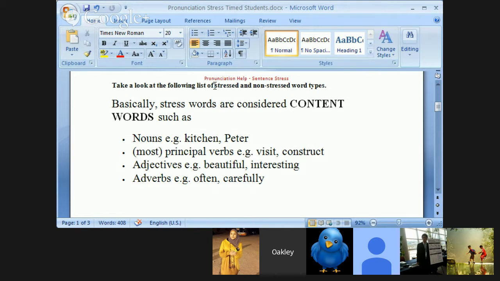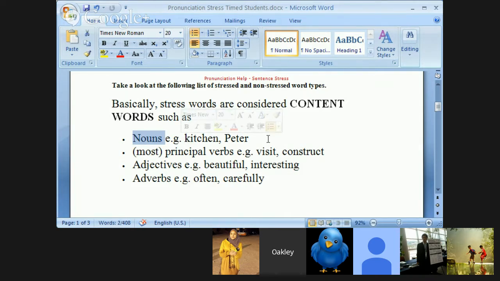All right, just in the same way that we break down syllables in a word, unstressed syllables and stressed syllables, same thing. Banana, the middle na is a stressed syllable. Okay, in the same way when we put together words, we have stressed words, which are content words. Content words are words with a definite meaning. Okay, content words are words such as, for example, nouns, like kitchen, Peter.